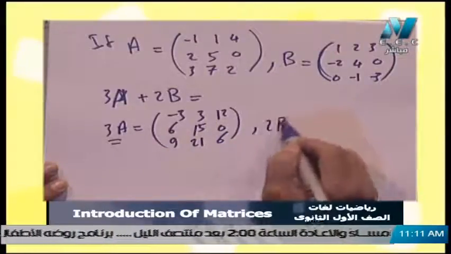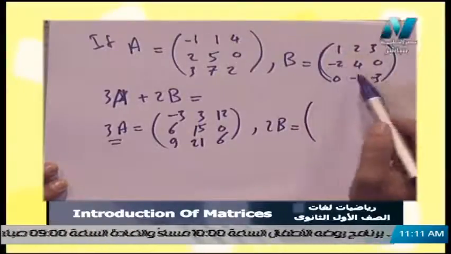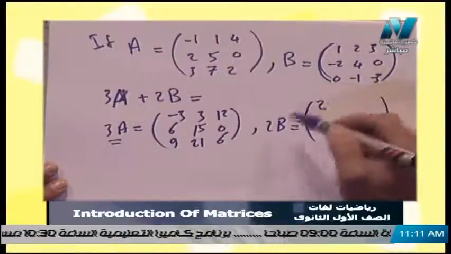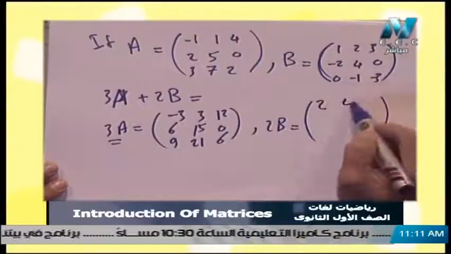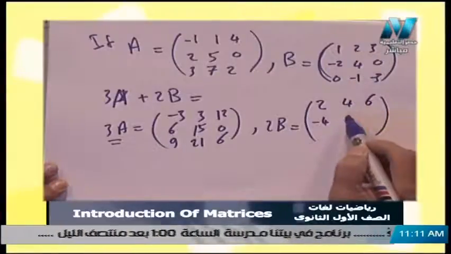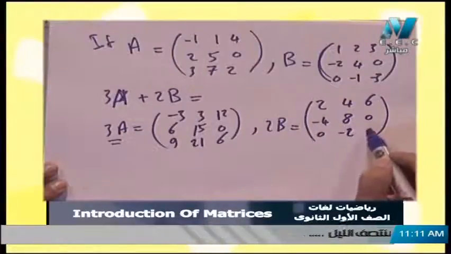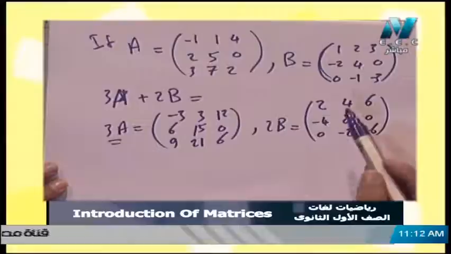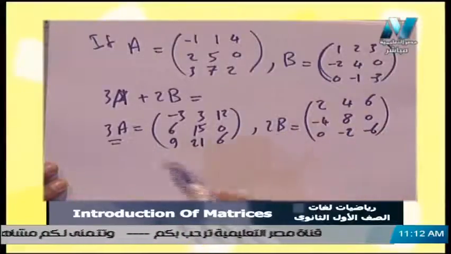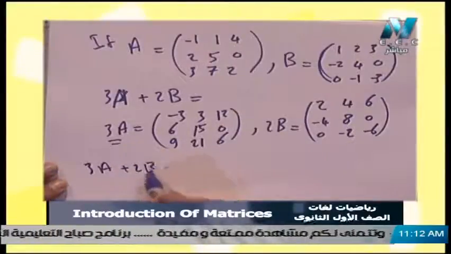And for 2B, we will multiply each element of B by 2. So 2 times 1 equals 2. 2 times 2 equals 4. 2 times 3 equals 6. -4, 8, 0, 0, -2, -6. We multiplied each element by 2 because it's 2B. Now we would like to find out 3A plus 2B.